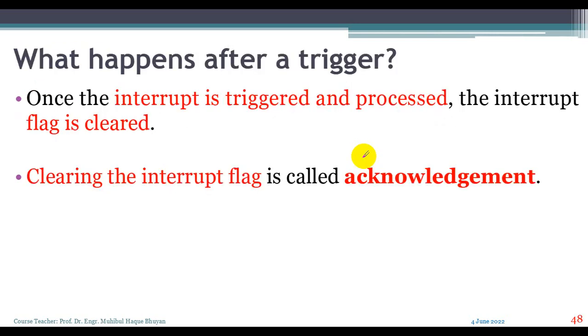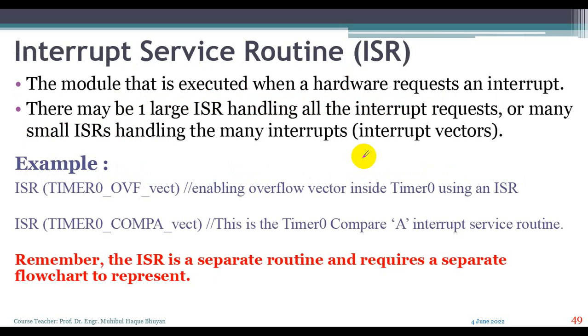What happens after a trigger? Once the interrupt is triggered and processed, the interrupt flag is cleared. Clearing the interrupt flag is called acknowledgement.